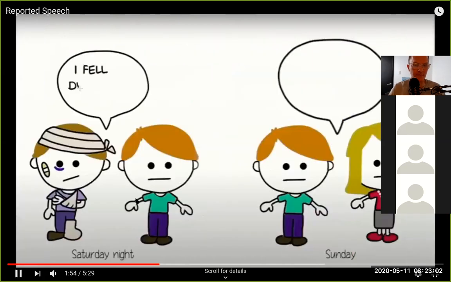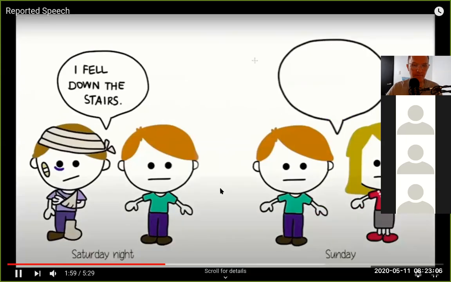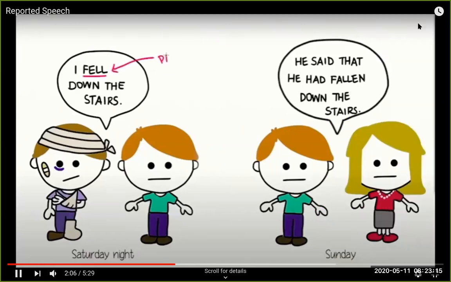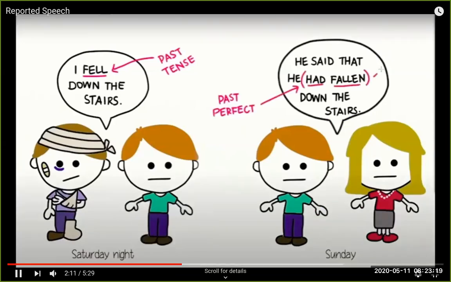Let's look at a real example. The son says to his father, "I fell down the stairs." The father reports to his wife, he said that he had fallen down the stairs. The past tense in direct speech changes to the past perfect or stays in the simple past in reported speech.